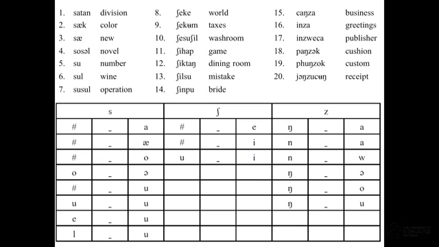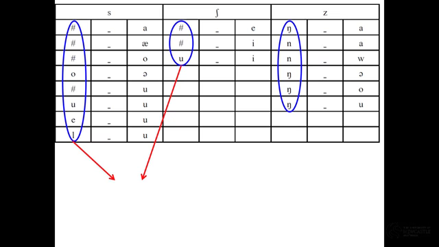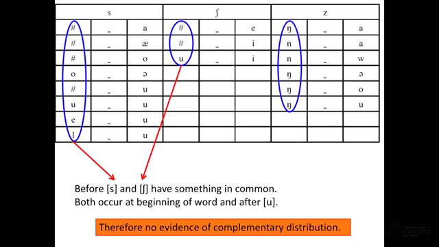Once we have looked at every example of each sound and indicated the sound that occurs before and after in each case, we are ready to compare the before and after environments to look for evidence of contrast or complementary distribution. To start, by comparing the before columns, we see that s and sh have something in common. Both occur at the beginning of a word and after u. There is therefore no evidence from the before environment that s and sh are in complementary distribution.